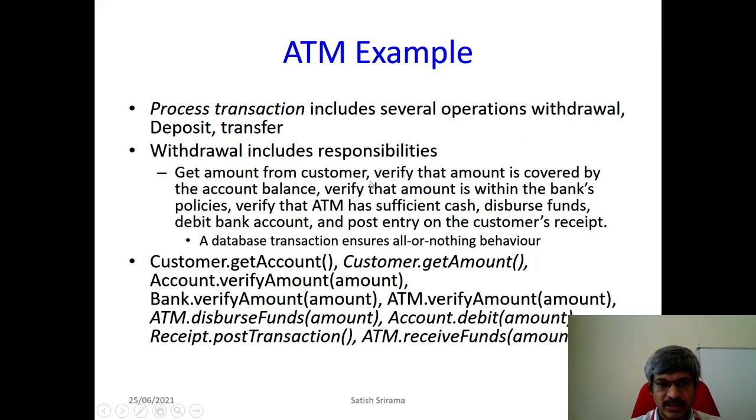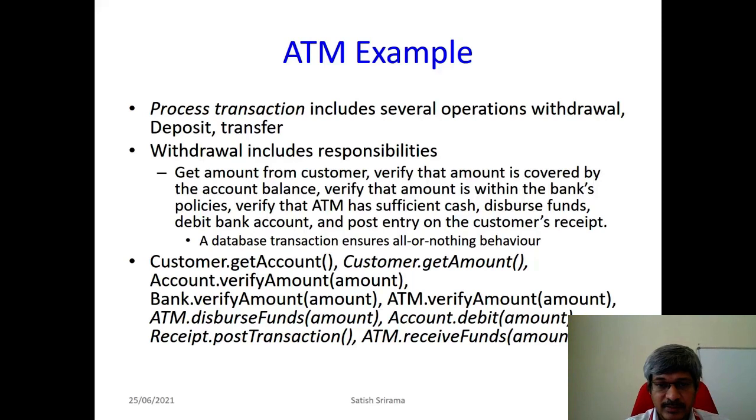We have to get the amount from the customer. We have to verify that the amount is covered by the account's balance, whether you have enough money or not. We have to verify that the amount is within the bank's policies. Today, banks will give you only 10,000 rupees, and if the user is trying to ask for 20,000 rupees, that also has to be verified. Then we have to verify whether the ATM has sufficient funds. Then we have to disburse the money, and then debit the bank account. Then we have to post the entry on the customer's receipt. We have also discussed that database transactions ensure all-or-nothing behavior.